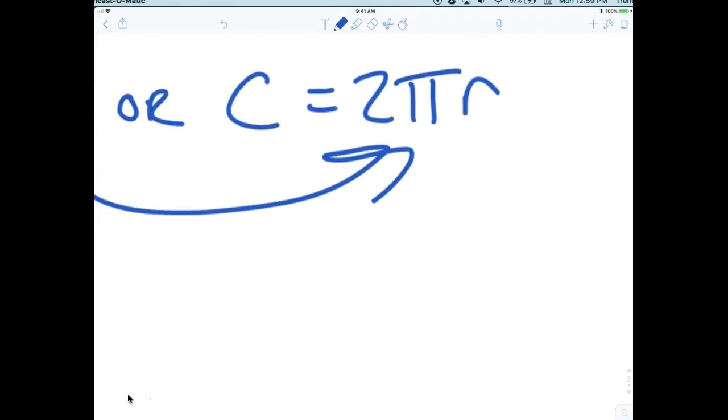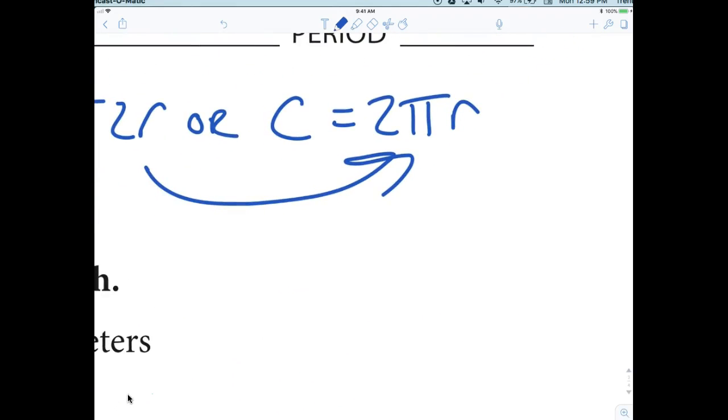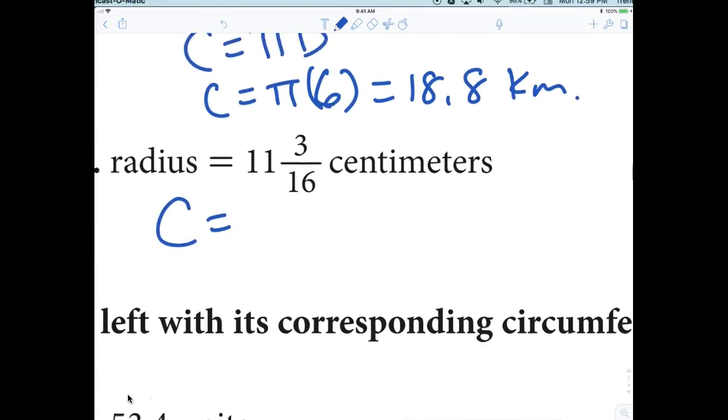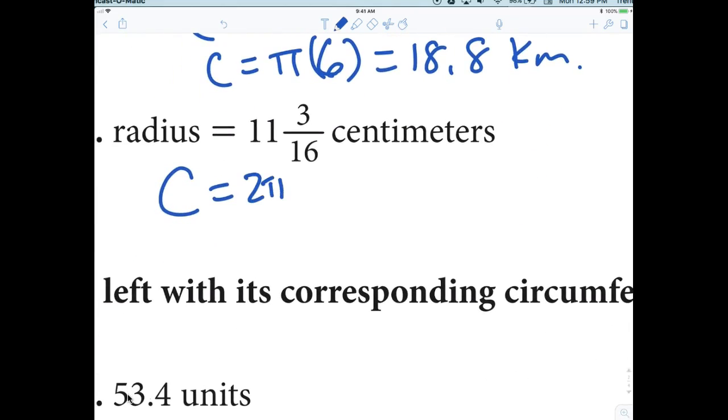Or, come on, this is what I want you to say. Alright. 2 pi r. I mean, radius plus radius is 2 radii, right? So it's not wrong, but we don't say that. We just say circumference is 2 pi r. You with me? All right, so now let's go back down. C equals 2 pi r.